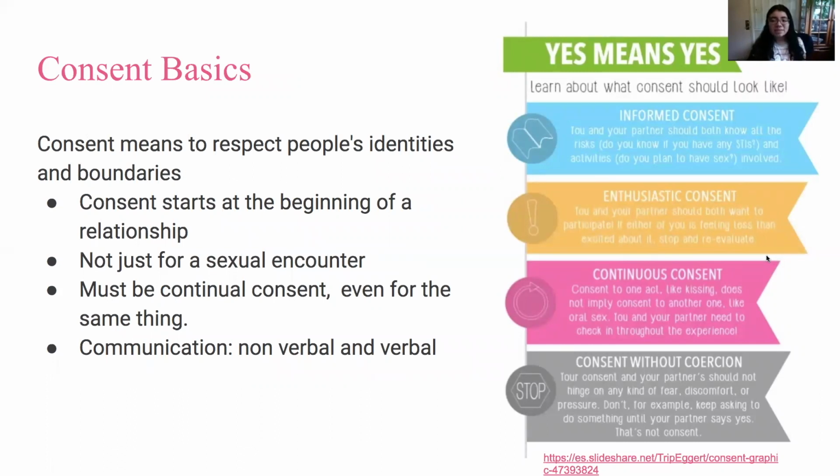So some consent basics before we dive right into it. Consent means to respect people's identities and boundaries. So consent begins at the beginning of a relationship, and it's not just for sexual encounters, which is a common misconception. Consent begins in the early stages of a relationship as soon as it starts, with hand-holding, kissing, things like that. So it must be continual consent even for the same thing. So if your partner consents to something once, they have to consent to it every time you want to do it, not just that one time. And communication is the most important part of a relationship and for consent. Next.